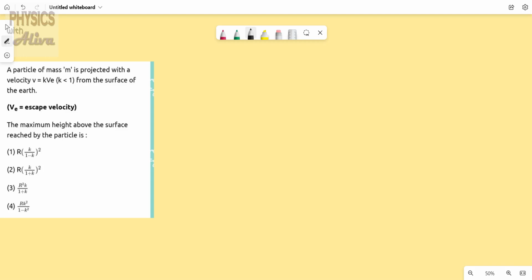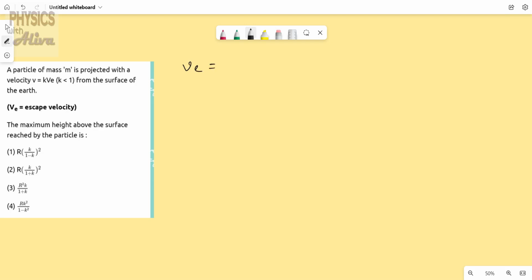Let's start. At first, read the problem. A particle of mass m is projected with a velocity v equals k v_e from the surface of the earth. The maximum height above the surface reached by the particle is... So v_e is the escape velocity.